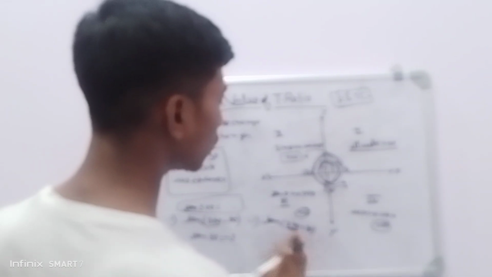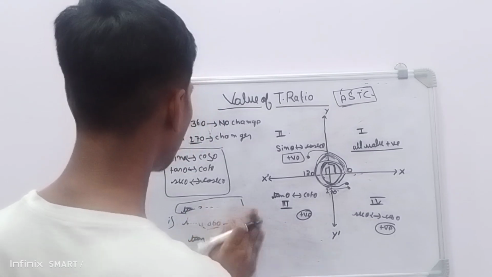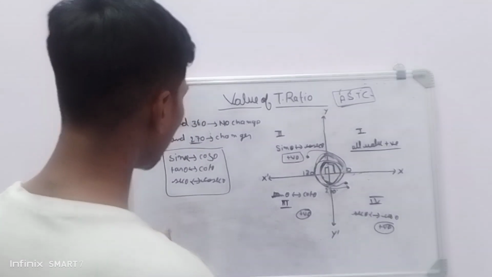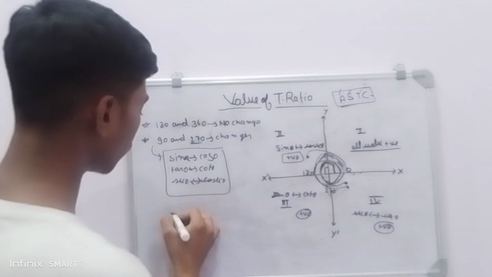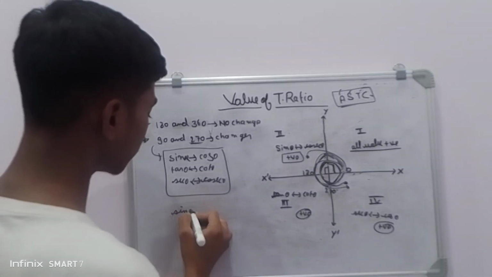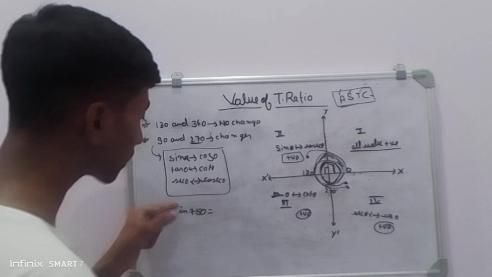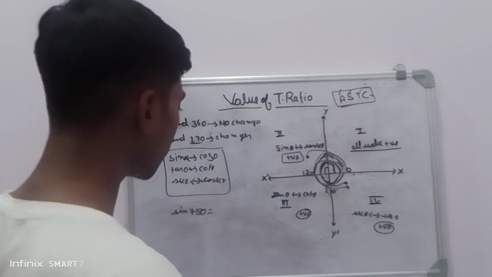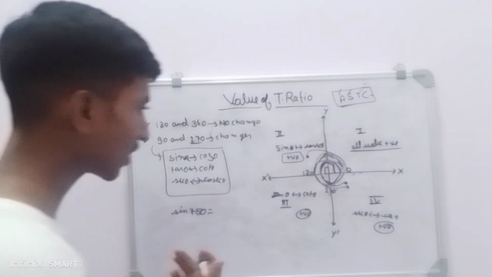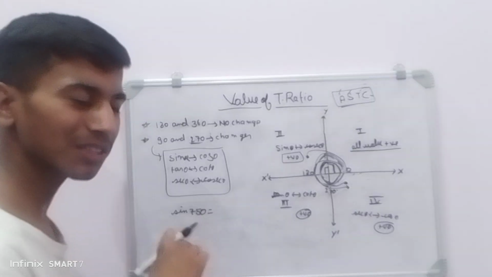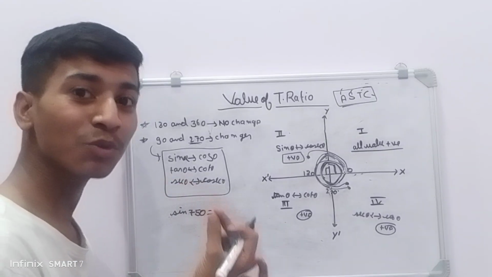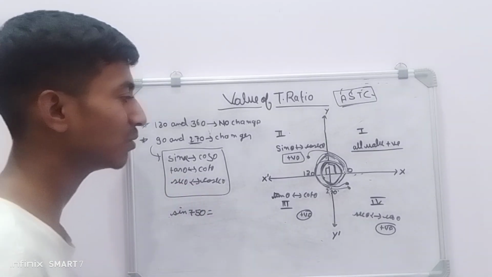And if I want to go more than 360, then how will you find the angle? If I have to find sine 750, what will be the value of sine 750? So just try this question. This is not a very hard question. This is very easy. You just have to use the concept which I have taught you now.